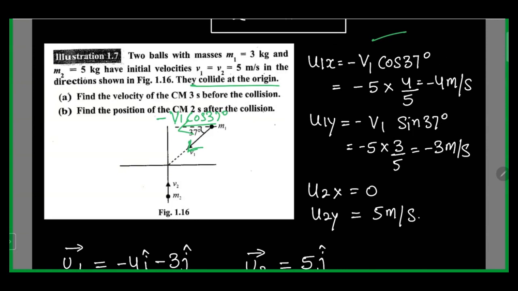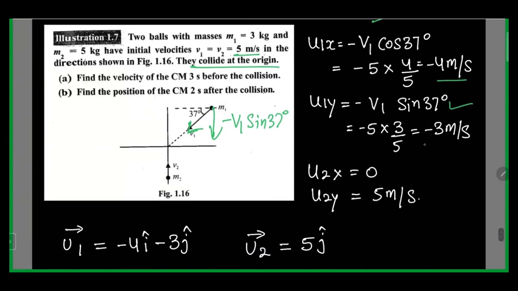I just gave you the value of cos 37. v1 is given to you, which is 5. So if you put the value, you will get minus 4. Similarly, if this is your v1, what will be the y component? It will be minus v1 sine 37. So you can put the value and you will get an answer of minus 3.